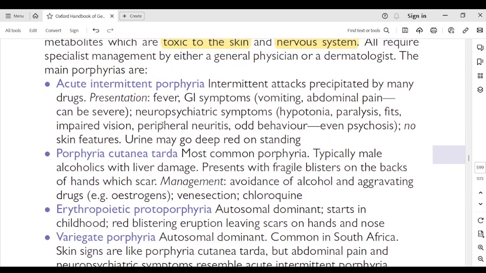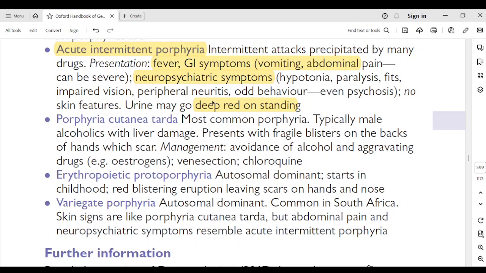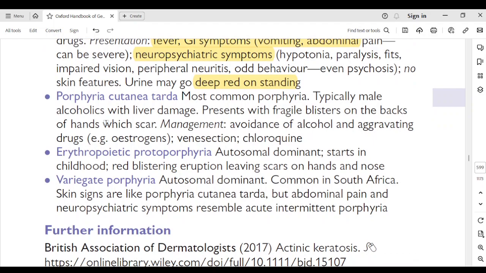The main porphyrias: acute intermittent porphyria. Intermittent attacks precipitated by many drugs. Presentation is fever, GI symptoms, vomiting, abdominal pain, which can be severe. Neuropsychiatric symptoms: hypotonia, paralysis, fits, impaired vision, peripheral neuritis, odd behavior, even psychosis. No skin features. In acute intermittent porphyria the urine may go deep red on standing. The presentation is systemic: fever, GI symptoms like vomiting and abdominal pain, neuropsychiatric and peripheral symptoms.